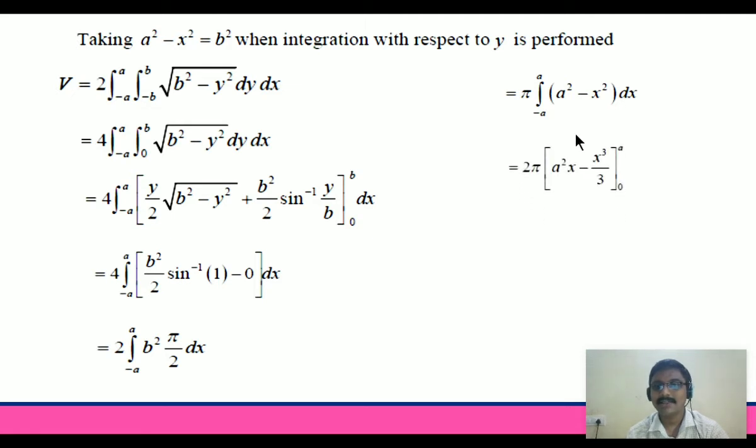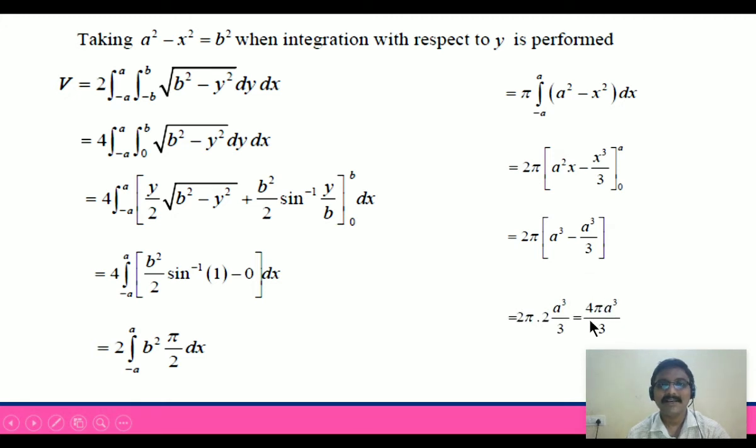So pi constant, a square integration is a square x, and x square integration is x cubed by 3. Here the integrand function is an even function. The limits minus a to a can be written as 2 into 0 to a. So we take upper limit as a and lower limit as 0. Substituting and simplifying by taking the LCM as 3, we will get the result as 4 pi a cube by 3.